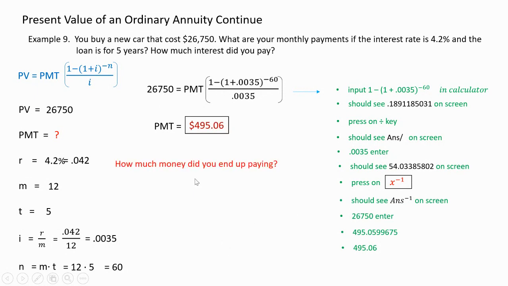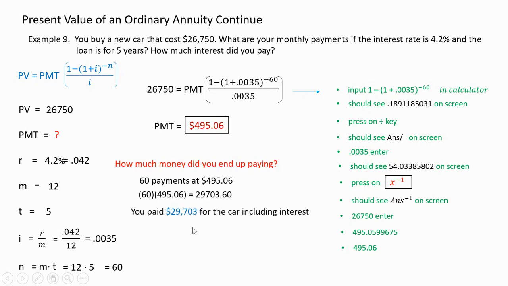Okay, now, how much money did you end up paying? Even though this is how much your car costs, the bank is going to make some money off of you, right? You're going to end up paying more. How much more? Let's find out. How many payments did you make? 60, for $495 each. You multiply those, and it gives you $29,703.60. So that's how much you end up paying. How much extra did you pay? You subtract what you originally borrowed from what you end up paying, and you paid almost $3,000 extra.